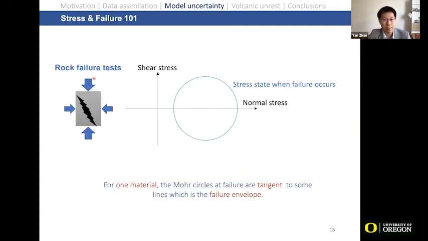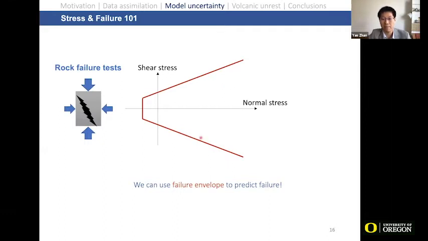To study failing, scientists do experiments to test what the stress state in the rock is when failing happens. We can draw a Mohr circle on that. By doing this test at different stress conditions, we can get another Mohr circle. For one material, all those Mohr circles at failing are tangent to some lines, which we call the failing envelope. It's a very good feature, since if we know the failing envelope, we can use that to predict failing. If the Mohr circle is large enough to touch the failing envelope, it has failed. When it's far away from the envelope, it has not failed, it's safe.